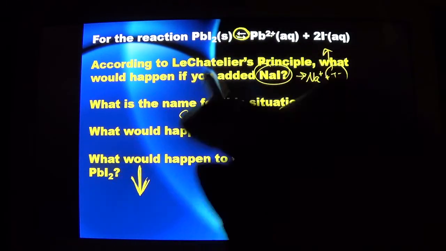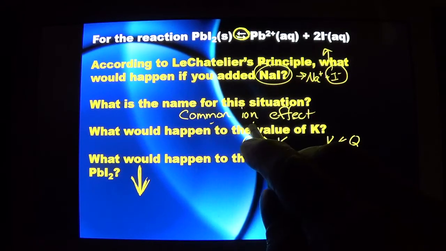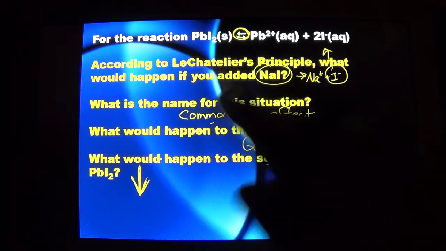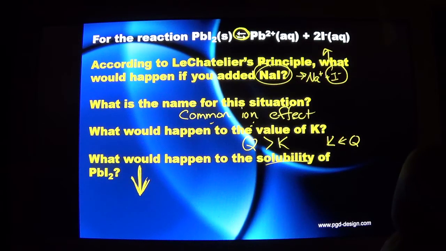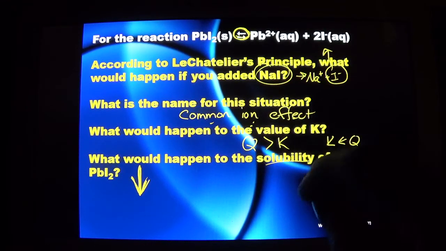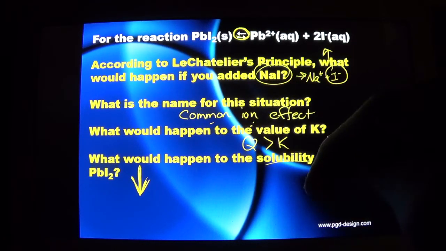Okay, but all the time, the common ion effect is when you add a common ion, it will reduce the solubility of your slightly soluble salt, your not very soluble salt. Okay, slightly soluble salt solubility decreases.